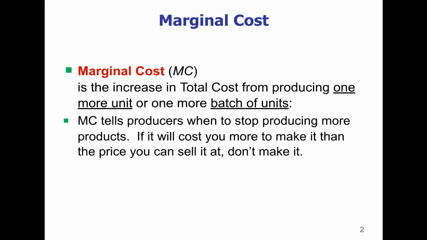And marginal cost tells the producer when to stop producing units. So if it would take me $100 to make a batch of cookies, and I can only sell those for $99, then I'm going to lose money on that batch. So I should not make it.